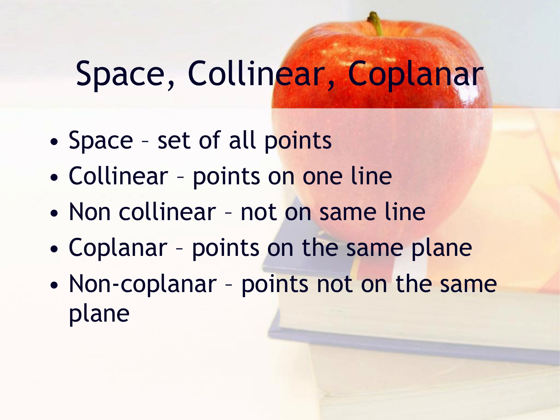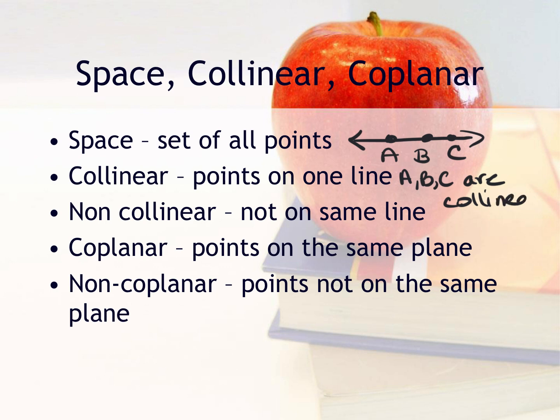So if I were to draw a line and add some points to it, I could make the statement that points A, B, and C are collinear, because they're all on the same line.